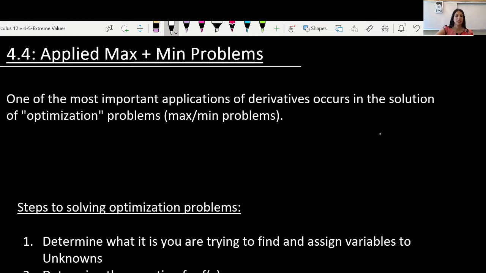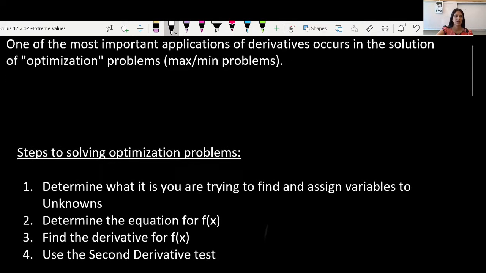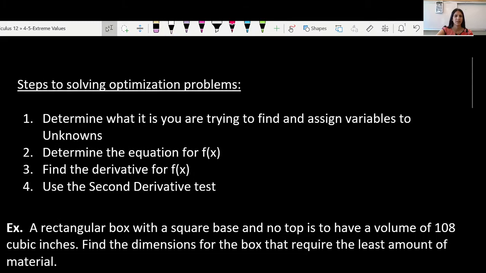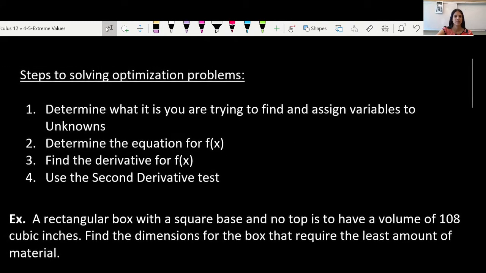So you really don't necessarily need this, but I just thought it would be nice for you to have a series of steps to sort of summarize how to go through this. Step number 1, determine what it is you're trying to find. I find a lot of times that's the first part of it, is understanding what you're looking for, and assign variables to the unknowns. That you've been doing for years, so I think you'll be okay with that.